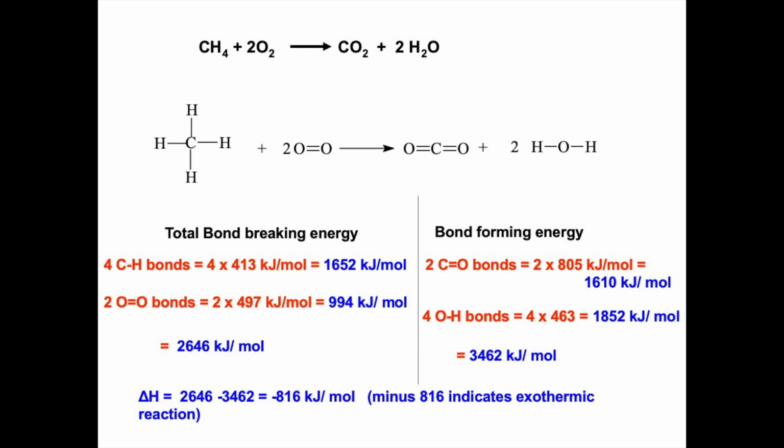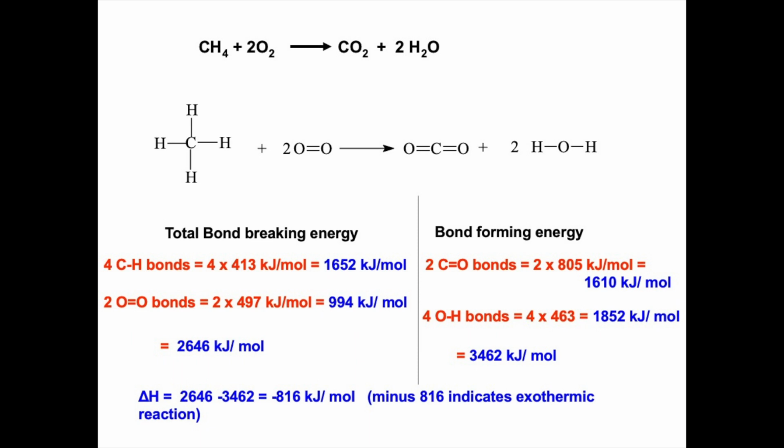And then I've got 2 oxygen double bonds, and each double bond oxygen is 497 kilojoules to break it, so 2 of them would be 994. Add them together and I get a total bond breaking energy of 2646 kilojoules per mole. So in part B, I have to work out the bond forming energy.